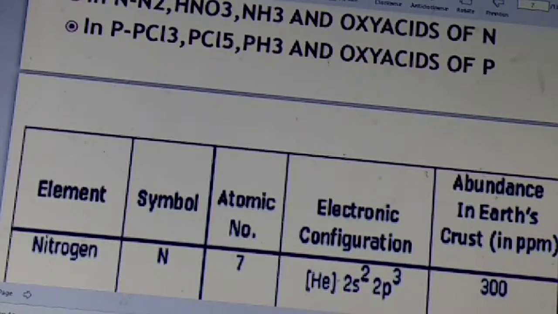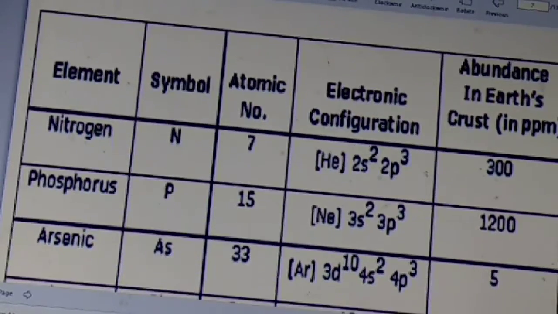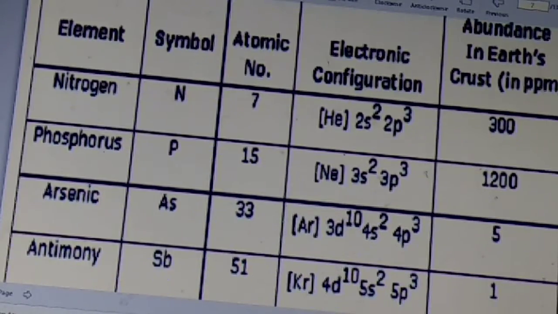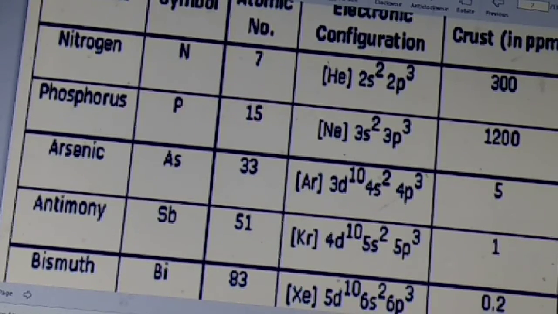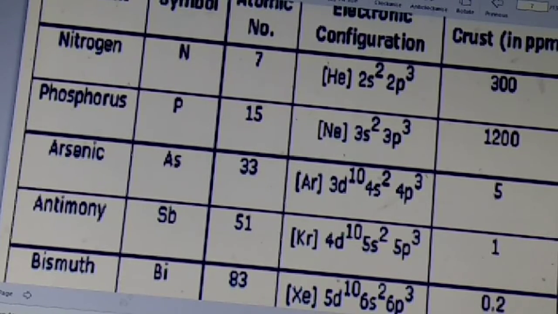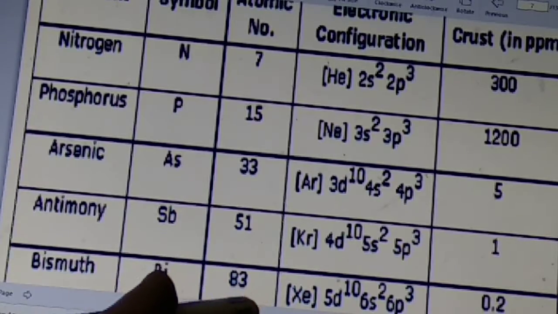Now this table is very important, and you have seen in the NCERT book that the table is given. From the table you have to know everything. The symbols are nitrogen N, phosphorus P, arsenic As, antimony Sb and bismuth Bi. The atomic numbers are nitrogen 7, phosphorus 15, arsenic 33, antimony 51 and bismuth 83.